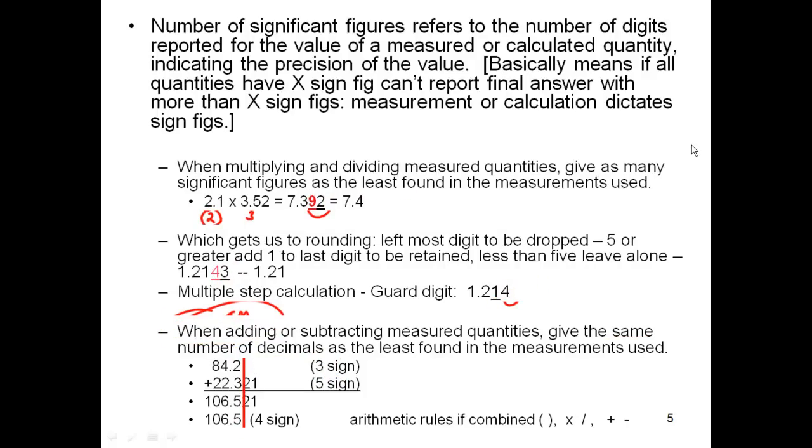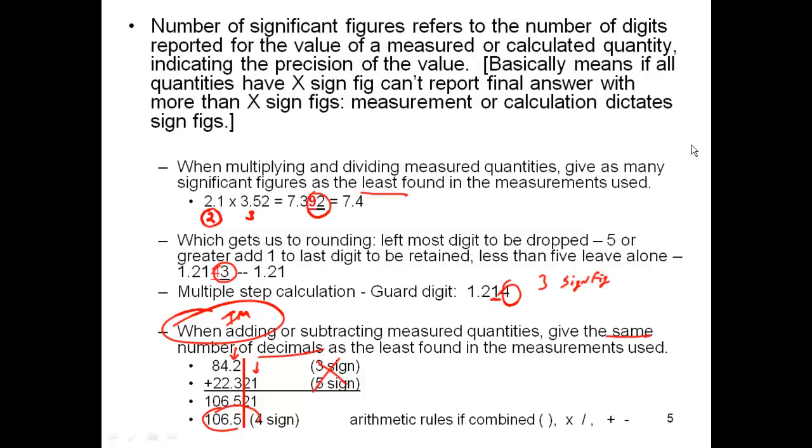So that decimal place is dictating where I put my decimal. When I add them up, my answer is 106.521, but since one of the numeric values only went to the tenths place, my answer had to stop at the tenths place. So my final answer is 106.5, which is 4 sig figs, which is neither 3 nor 5 sig figs.